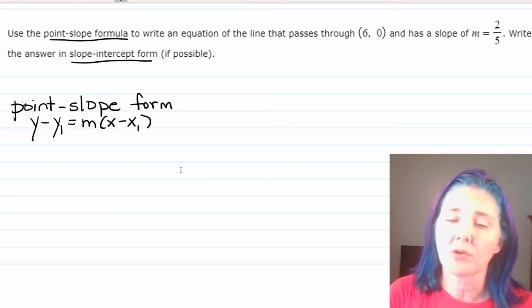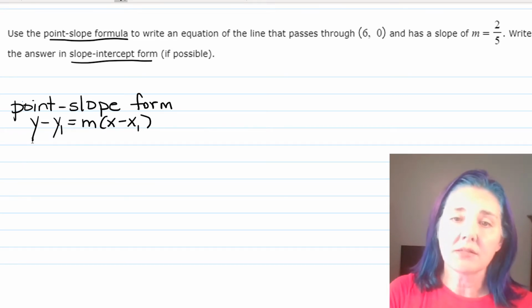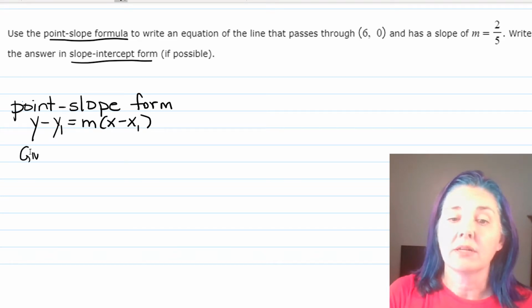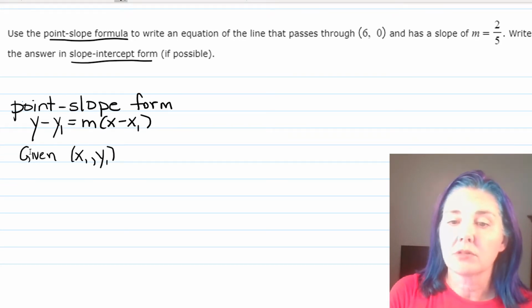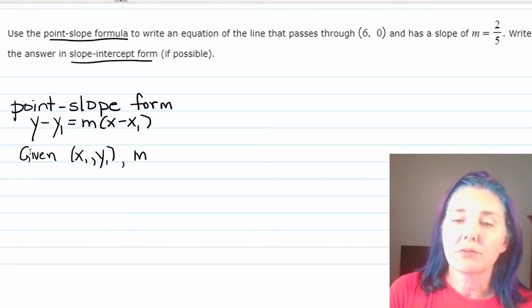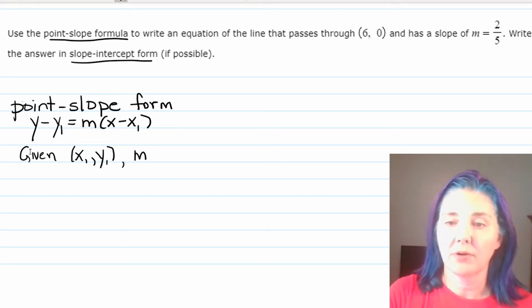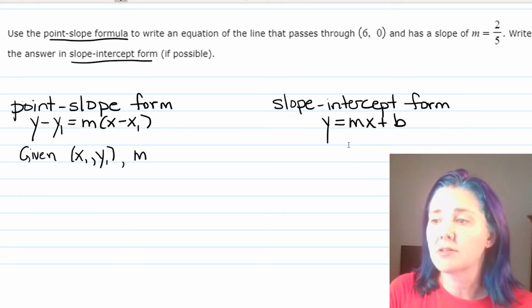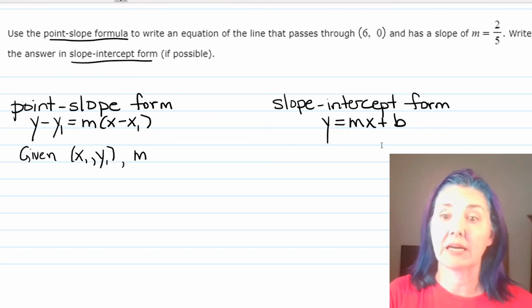The point-slope form is y minus y1 equals m times x minus x1. This is the form that we generally use when we're given a point, which we're going to refer to as x1, y1, and we're given a slope, which of course we call m. Usually we use this in order to write the equation of a line, and then we simplify it into another form. We've been asked to give our answer in slope-intercept form, which is the y equals mx plus b form that most people really like.